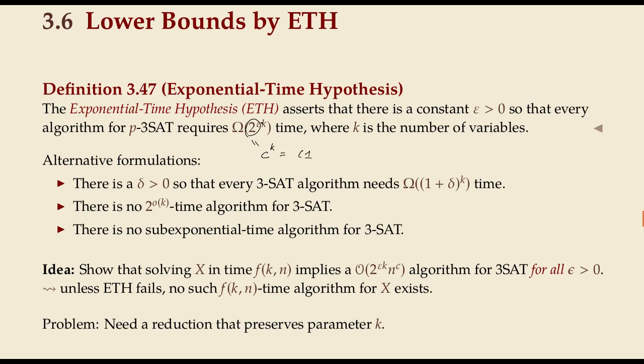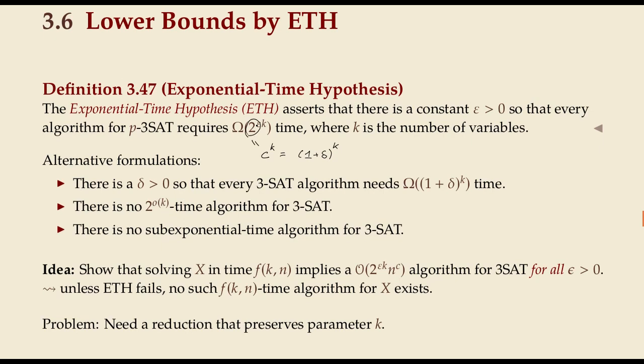And since epsilon is greater than 0, this will be larger than 1. So it will be some 1 plus delta to the k, which is maybe more intuitive. So it says there is a delta greater than 0 so that this holds. That's the first alternative formulation that I gave here. But it doesn't tell you what this epsilon is. And, well, in a sense, we don't know. So this is the first bad news.